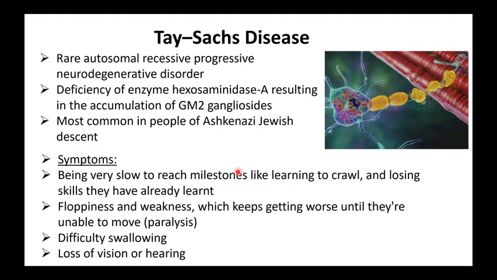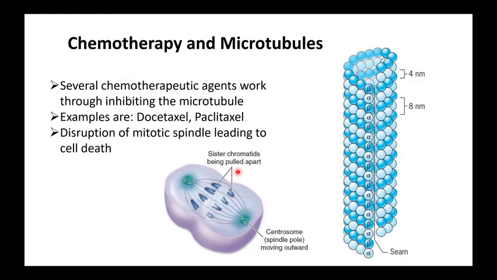Now, these are the features of the disease. You don't need to remember the disease. I'm not going to ask you about the disease. I just want you to learn the concept here. If the enzyme is not there, there will be buildup of the substrate. If the substrate builds up, it will lead to disease processes. Okay? Look at this one again.